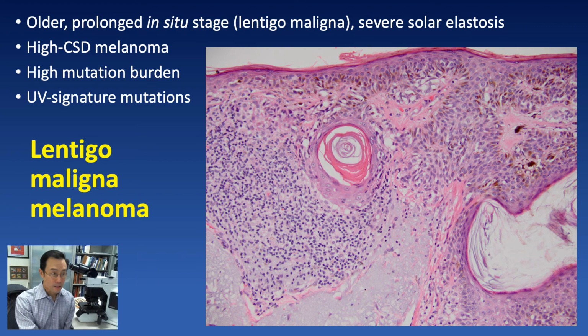The presence of severe solar elastosis is required, and this is currently classified as a high cumulative sun damage variant of melanoma. And individual cases have been associated with activating mutations in various proteins such as BRAF V600E, as well as others. UV signature mutations are also commonly associated.